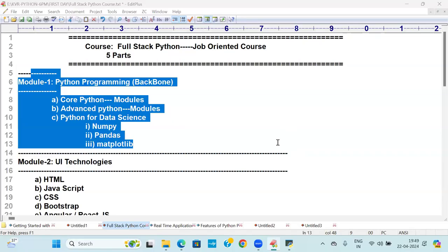Good evening, sir. Sir, you said functions of modules, sir. So we have to learn all the functions, sir? Yes, you have to learn all the things.